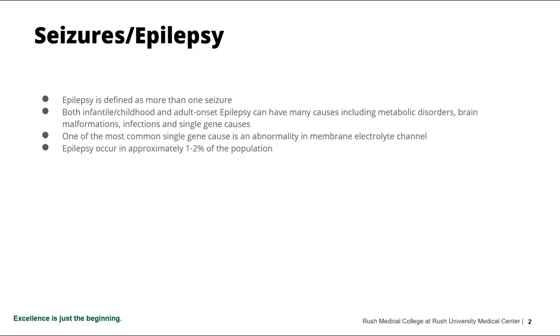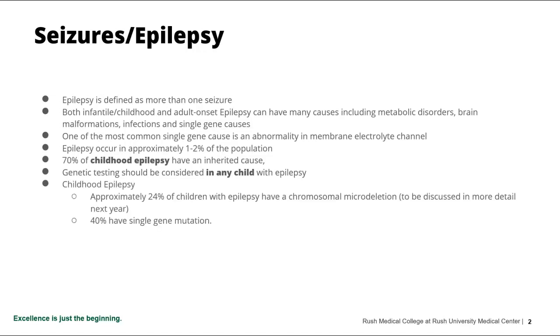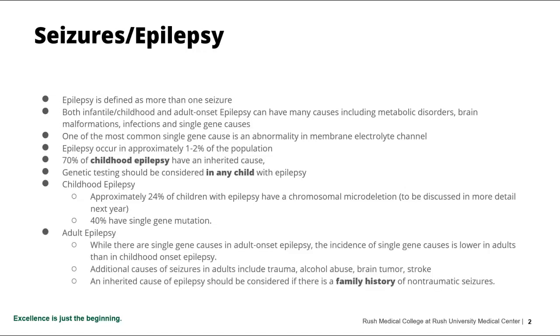Epilepsy occurs in about 1 to 2% of the population. 70% of childhood epilepsy has an inherited cause. Genetic testing should be considered in any child with epilepsy. So in childhood epilepsy, 24% of children with epilepsy will have a chromosomal microdeletion, and 40% will have a single gene cause. So those two together represent the 70%.